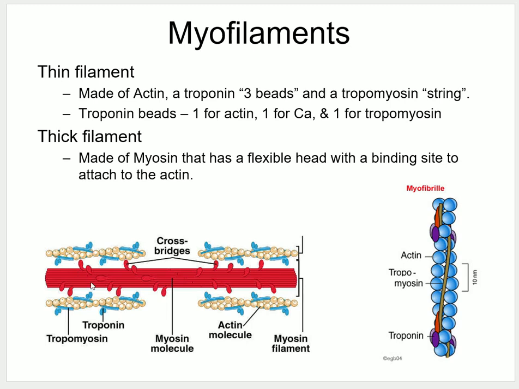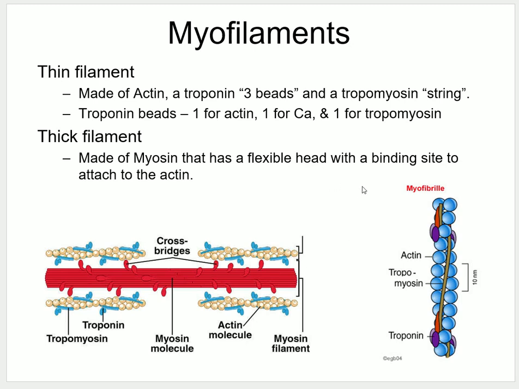Here in this example, troponin are these blue 3-bead complexes. The yellow pearls are the actin, and the tropomyosin is this blue string that goes through the middle. So that's what it looks like in both of these models. The thick filament is made of myosin. So that's this red fiber.